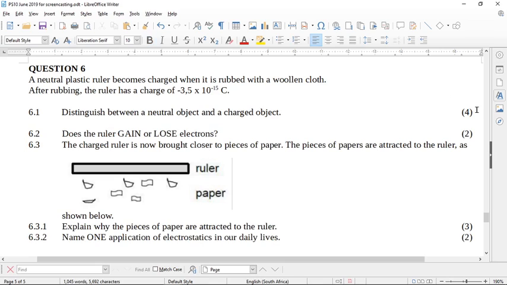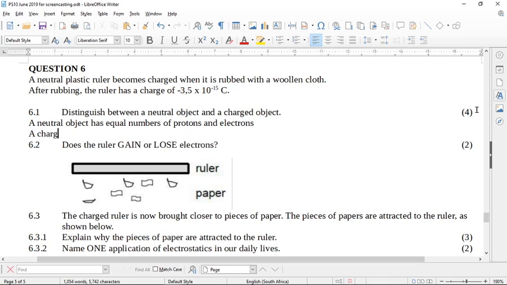Remember, do not use the word "it" when you do this. If you want the full 4 marks, you must make short, proper declaring sentences. So a neutral object has equal numbers of protons and electrons. A charged object has lost or gained electrons.